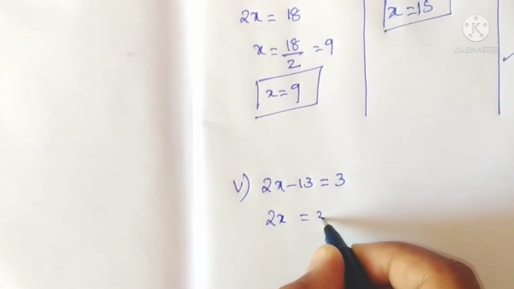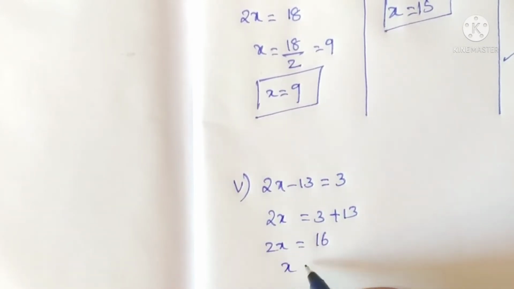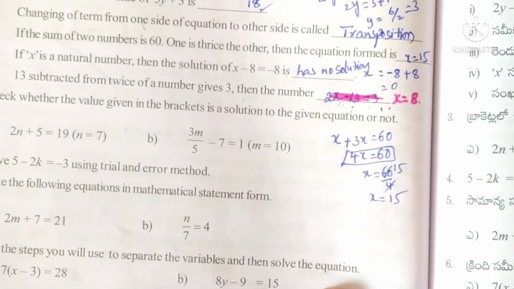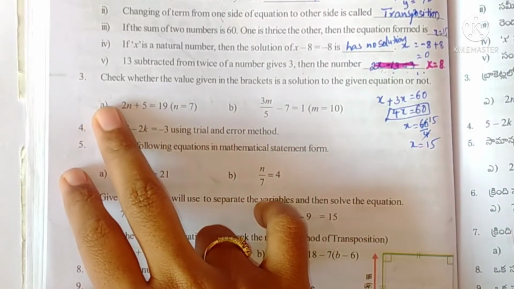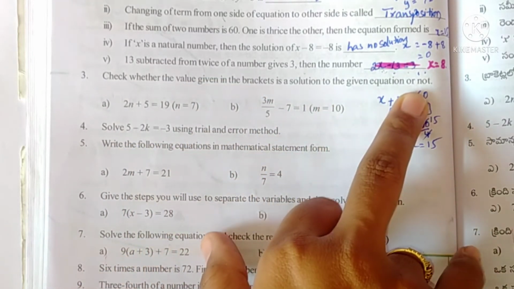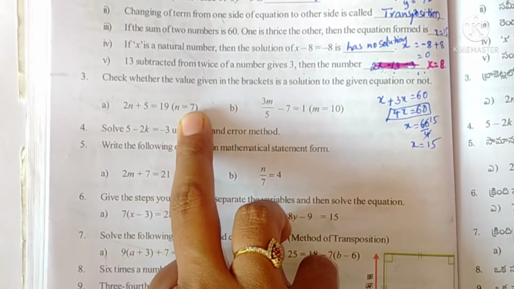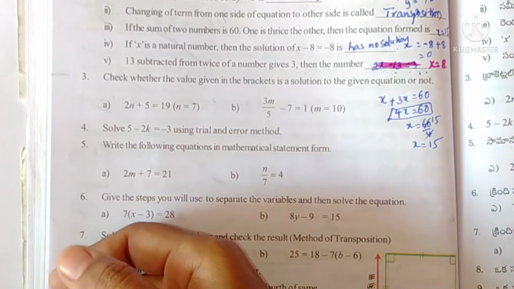So 2x equals 3 plus 13. 2x equals 16 and x is equal to 16 by 2. So 8. What is the solution here? x is equal to 8. So we wrote in the blank x is equal to 8. Third one, check whether the value given in the bracket is a solution to the given equation or not. So here two equations are given, n equals 7 and m equals 10 is the solution of the given equations or not. We have to check.